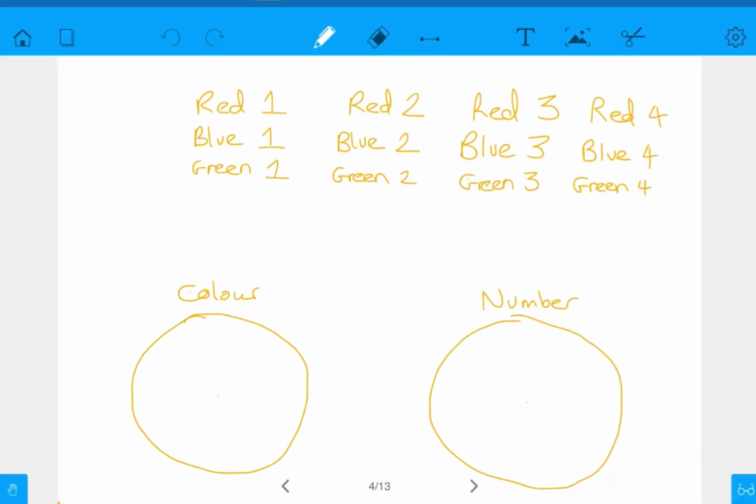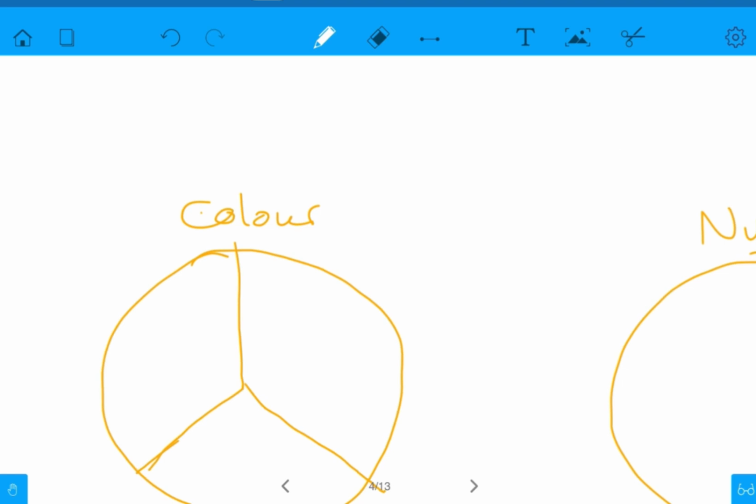For the color, when there's 3 different colors, red, blue, and green, they all have an equal chance of being landed upon, because there's 4 reds, 4 blues, and 4 greens. So they all have the same ratio. So it would look something like this, where each angle is 120 degrees.